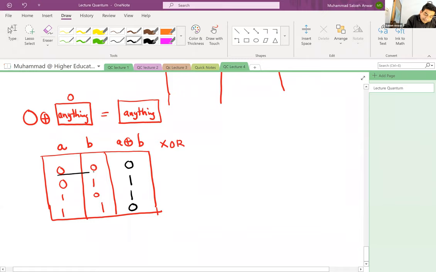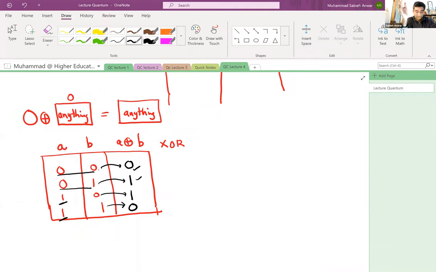So if I have 0 with anything, the answer is that anything, right? 0 goes here, 1 goes here. But this is not true if my first qubit is in the state 1. The second qubit is inverted if my first state is 1. Okay, so 0 goes to 1 and 1 goes to 0. For an exclusive OR gate, the output is 1 only when the two inputs are orthogonal to one another. Okay, so this is how we define an exclusive OR gate.